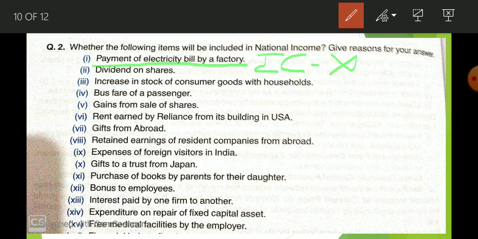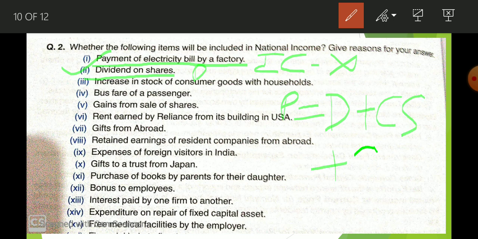Now second, dividend on shares, so it will be included. Why? Because when we include profit, profit is the sum total of dividend, corporate tax and corporate savings.